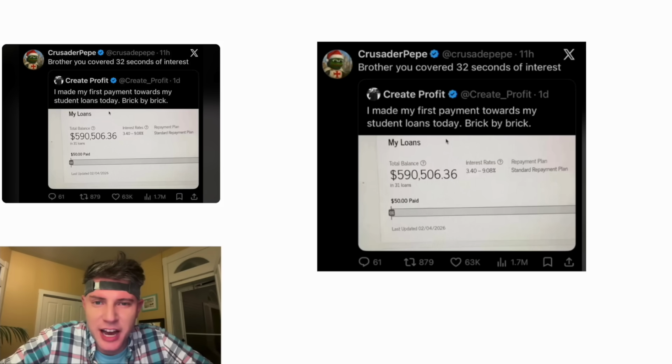Guys, this does not look like a fun one. This person has student loans of $590,506.36. And it says here they just made their first payment of $50. They're tackling it brick by brick.